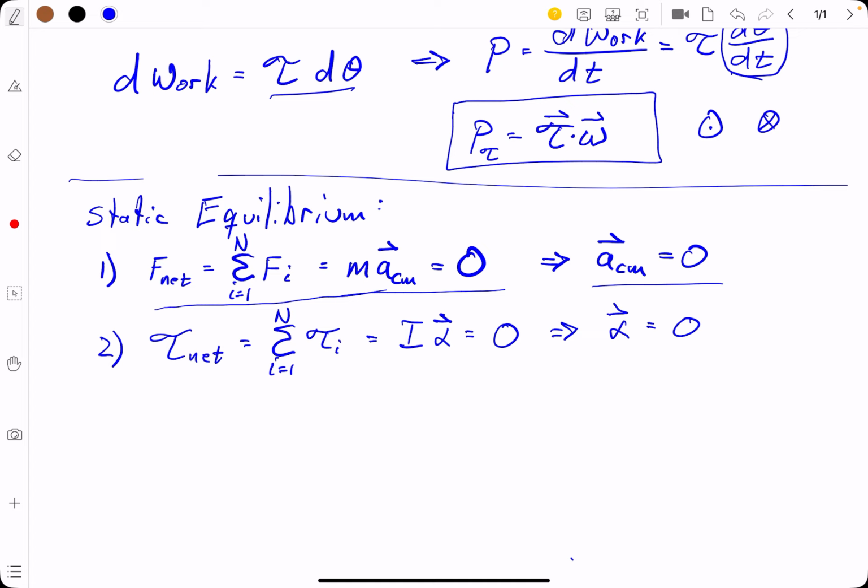Okay, that's it. That's static equilibrium. You have to have both conditions to be in static equilibrium. So, you need both. One of them isn't enough. If you do have both, you are in equilibrium. The system that you're thinking about is in equilibrium.